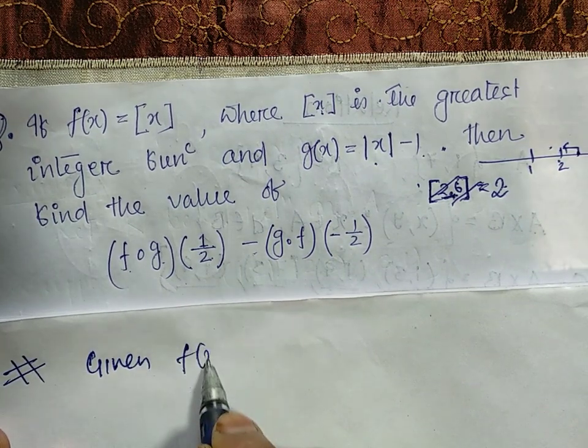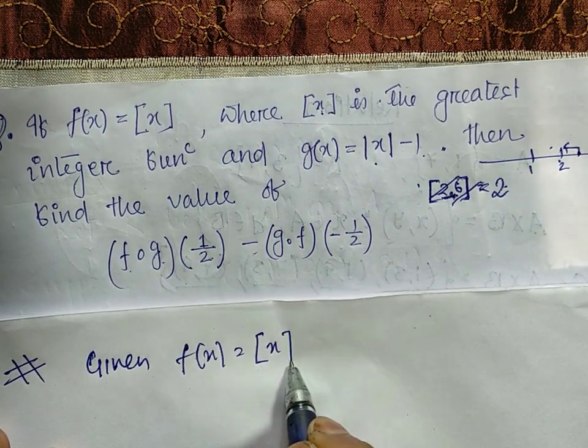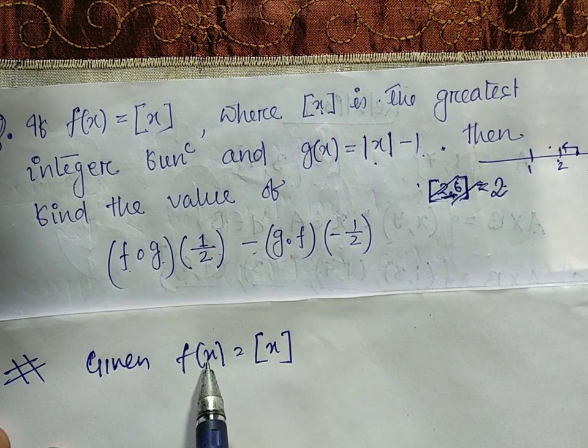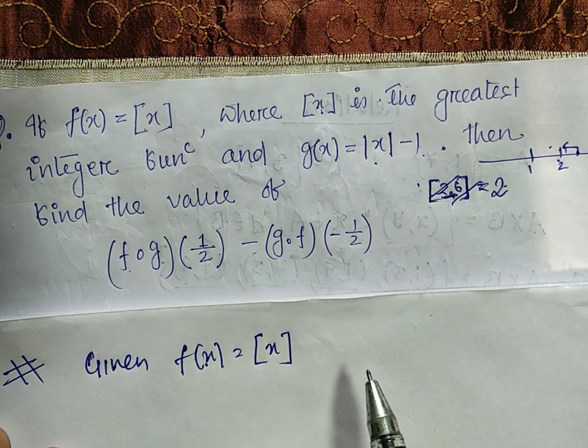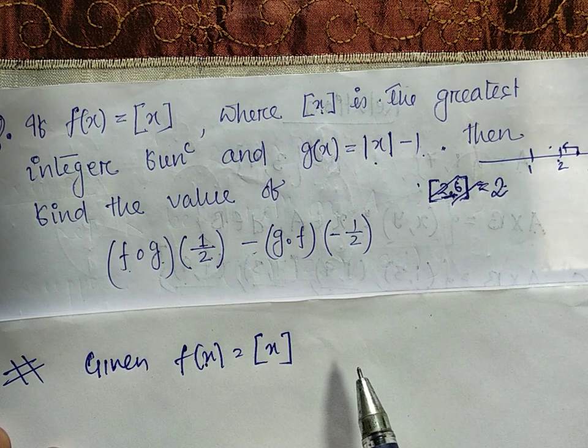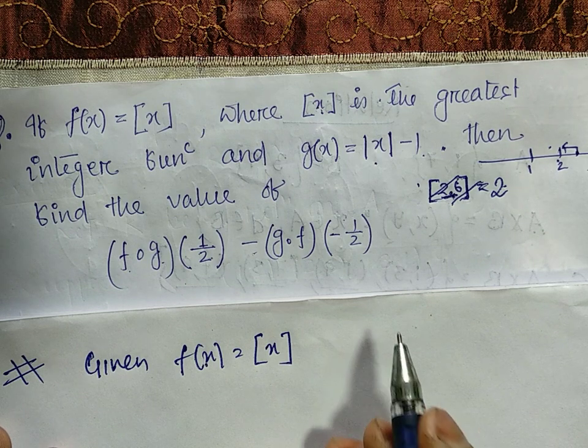f of x is equal to what? Greatest integer of x. It will give us x, or whichever real number you consider, but the answer will be an integer. That means the range set of the greatest integer function is always a set of integers. Domain is any real number you can consider, but the range set is always a set of integers.